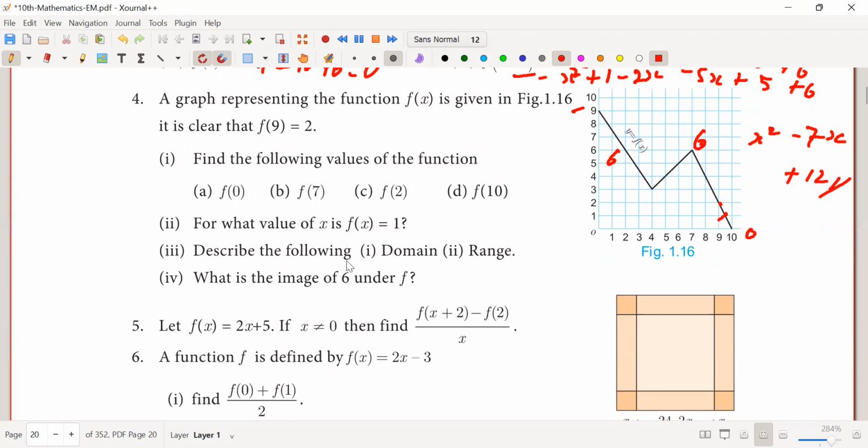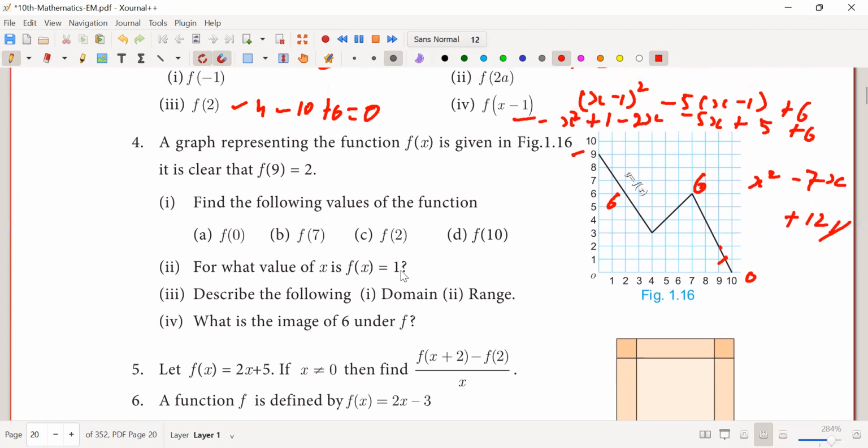Okay. Describe the following: domain or range. Domain: all of 0, 1, 2, 3, 4, 5, 6, 7, 8, 9, 10 is the domain. Range would be 1, 7.5, 2, 3, or whatever value it takes. That one would be the range.